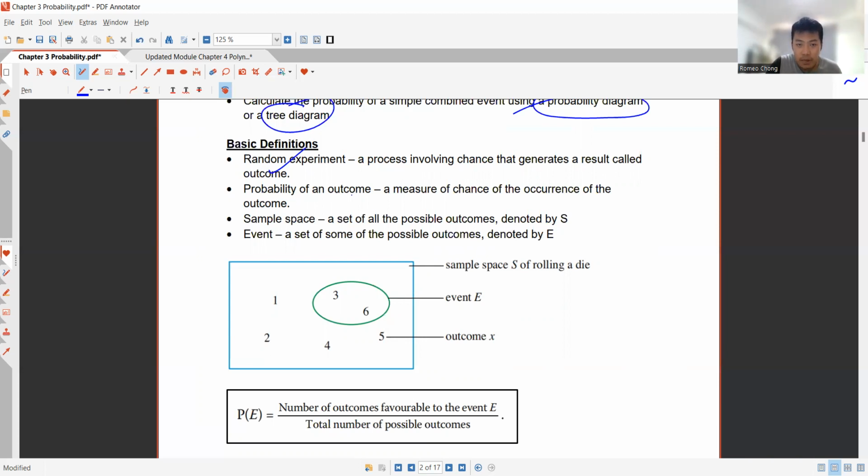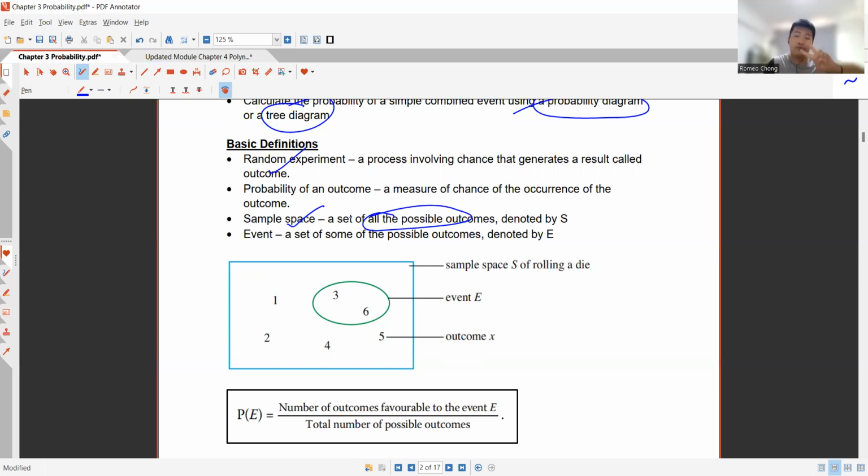And then the probability of an outcome means how many percent, or how much is the chance for you to get the outcome that you want. Sample space is considered as all the possible outcomes. That is what I said just now. For a fair dice, there are 6 surfaces, right? Meaning that the sample space for a fair dice will be 1, 2, 3, 4, 5, 6. There are only 6 possible outcomes.